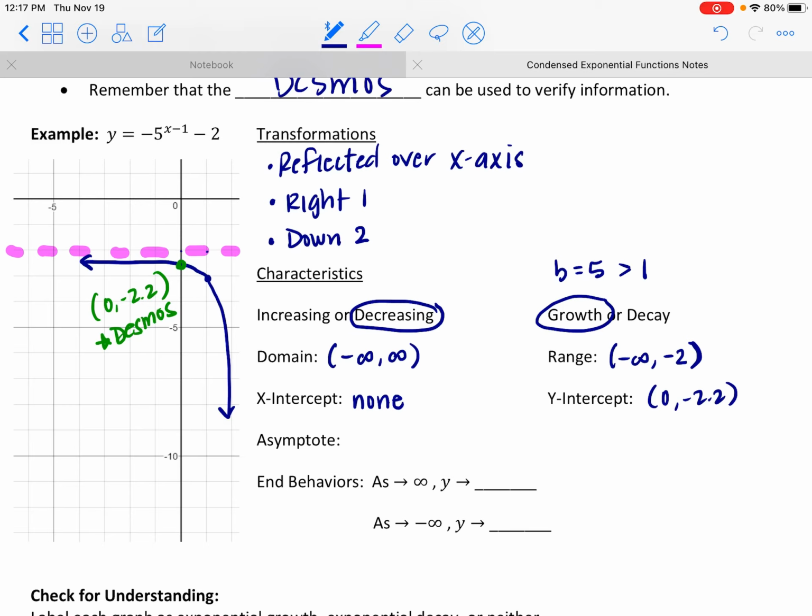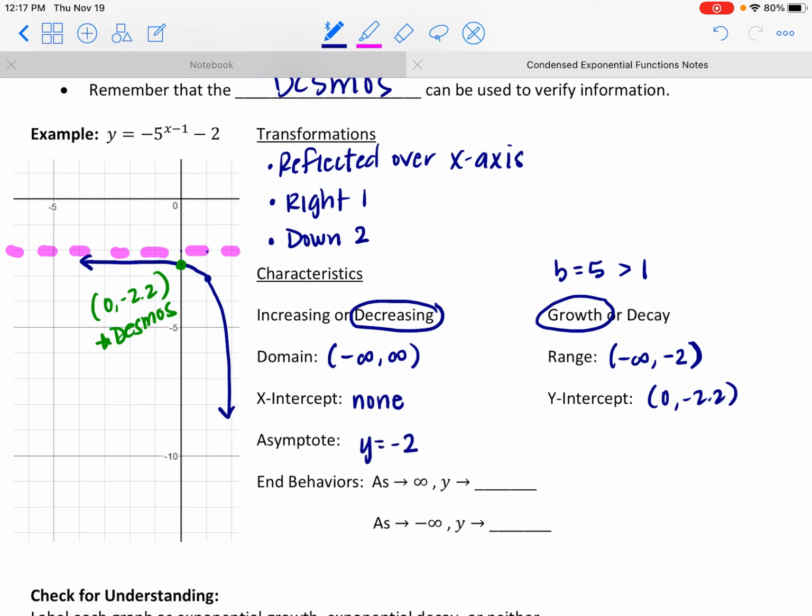So think about our parent, b to the x. There's nothing being added or subtracted out here. There is nothing being added or subtracted for k, and so it was at 0. Well, if we add a 2, let's say, then our graph would go up 2, and so would the horizontal asymptote. If we subtracted 2 like we did in this case, then everything shifts down 2, and so does our horizontal asymptote. So the horizontal asymptote will always be the value of k. So in this case, it's y equals -2.